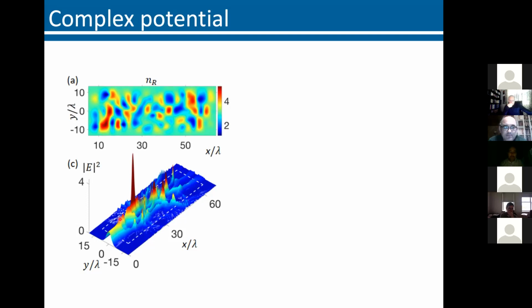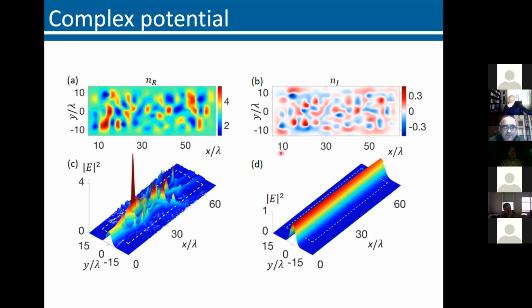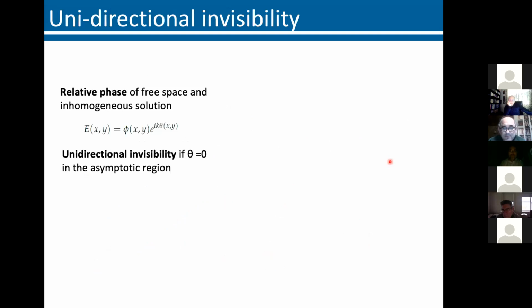And following our design principle, if I add the corresponding gain and loss distribution, where gain and loss are shown here in blue and red, then I will find that the same Gaussian beam that I inject here goes through, like through butter, without any scattering and interference fringes. So is this then a structure that is invisible?